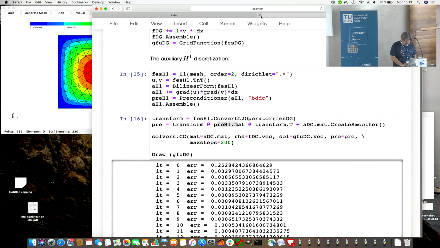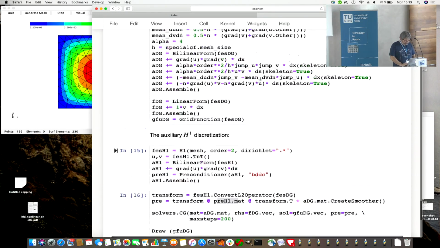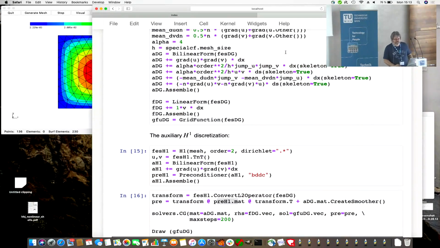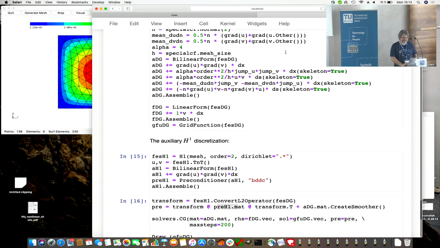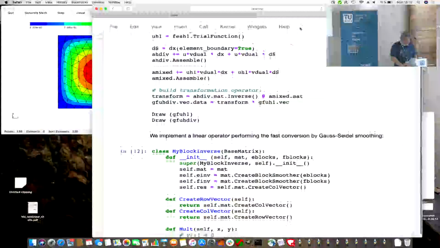Okay, these were pretty new dual bases in NGSolve. It works now for H1, HCurl, HDiv, L2, variable order, but yeah.